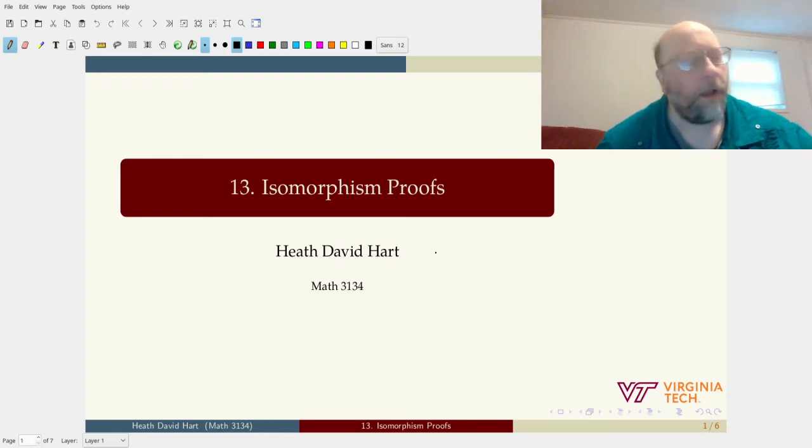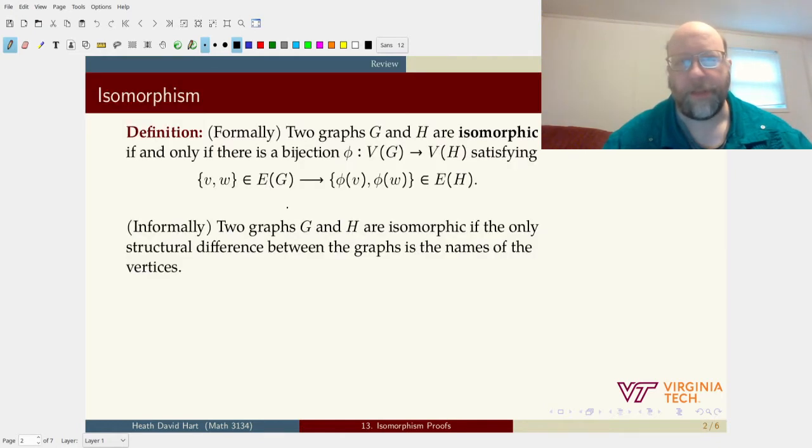Hey, folks. We're looking at what I think is going to be a fairly short day today. We're going to look at some examples of isomorphism proofs and how we go about demonstrating these things. We saw the definition last time.